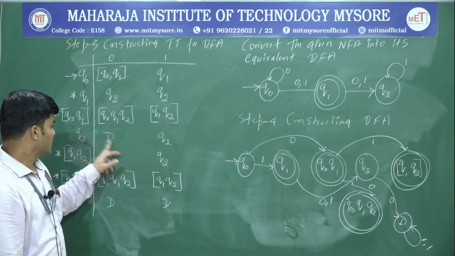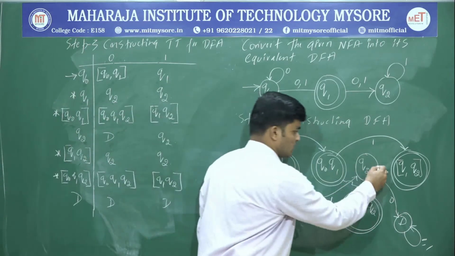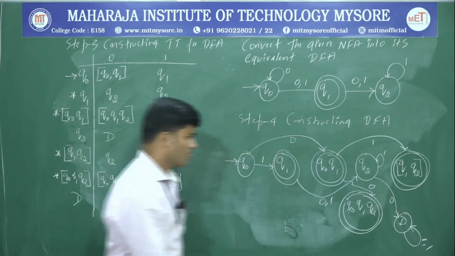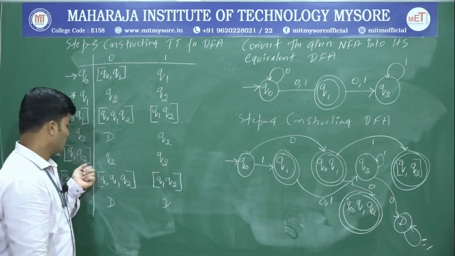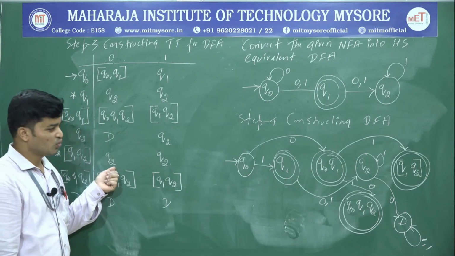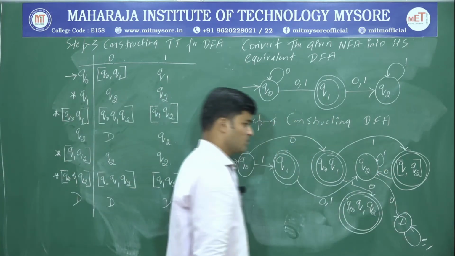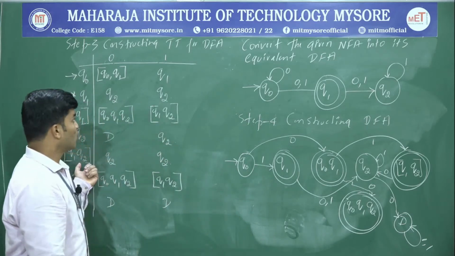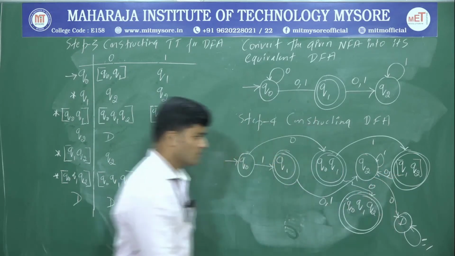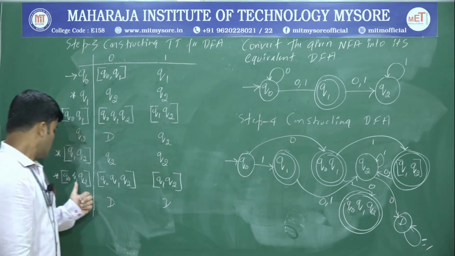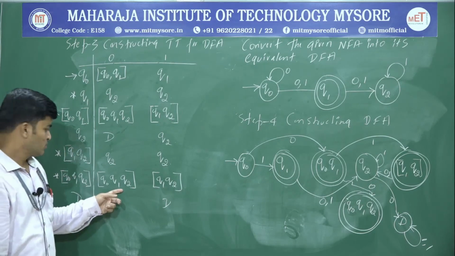Q2 upon 0 is the dead state, and Q2 upon 1 is again Q2. Now go with Q1 Q2. What is Q1 Q2 upon 0? Q2. What is Q1 Q2 upon 1? That is also Q2. Write 0 comma 1. Now go with Q0 Q1 Q2. What is Q0 Q1 Q2 upon 0? Self loop.